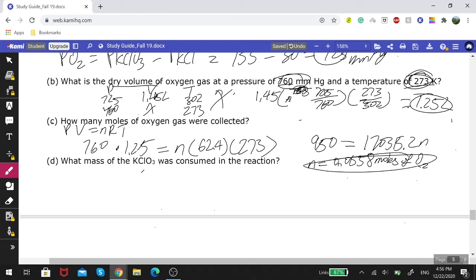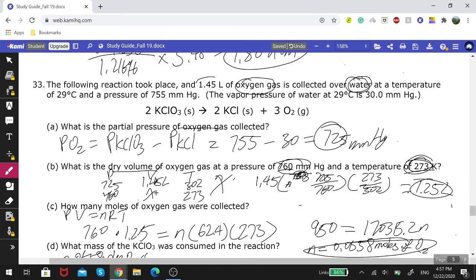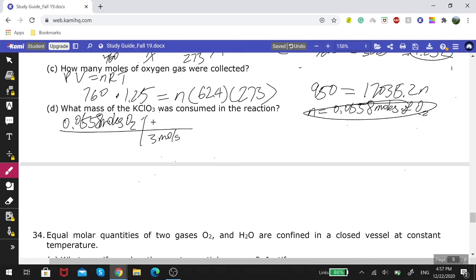Now, what is the mass of KClO3 that was consumed? To find the mass of this, we're going to use what we have already, 0.0558 moles of O2. As we can see up here, for every 3 moles of O2, there's 2 moles of KClO3. So we're going to do 0.0558 divided by 3 times 2.